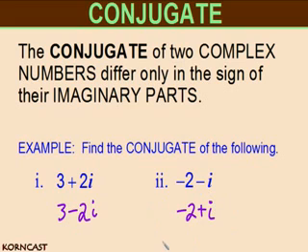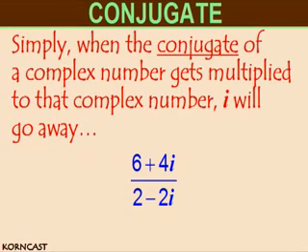That is so easy. So you're probably thinking to yourself, what on earth is a conjugate good for? Simply put, when the conjugate of a complex number gets multiplied to that complex number, the i will go bye-bye. Well, if I look at this expression right here, the first thing that I notice is that it is not in complex number form. In other words, this expression does not equal a plus bi.